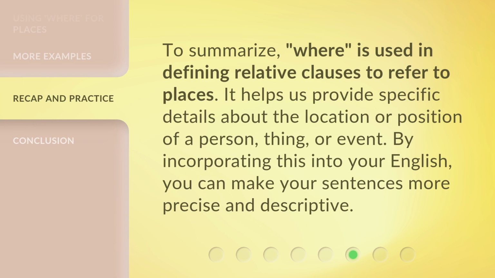To summarize, where is used in defining relative clauses to refer to places. It helps us provide specific details about the location or position of a person, thing, or event. By incorporating this into your English, you can make your sentences more precise and descriptive.